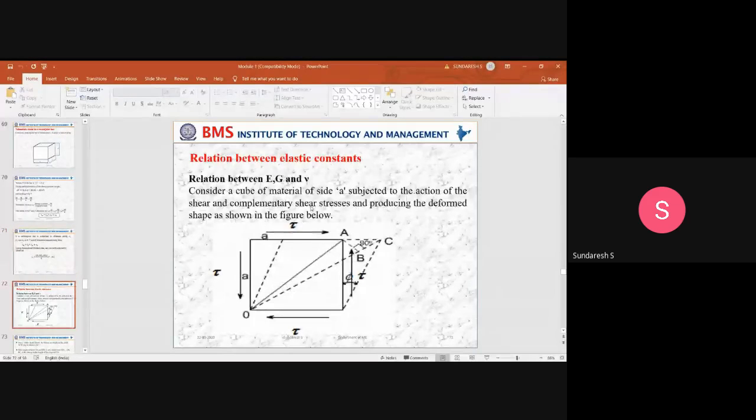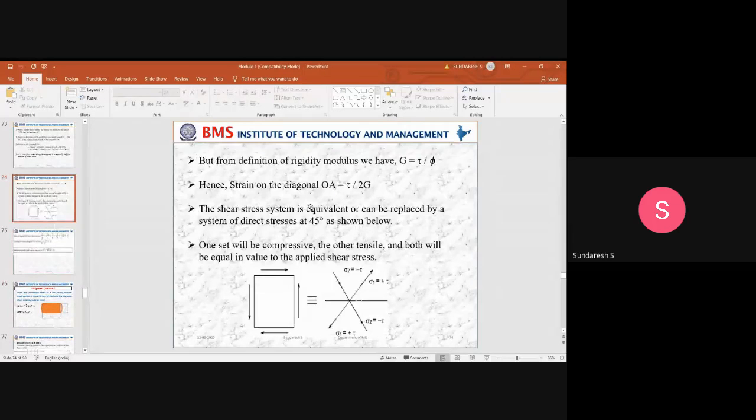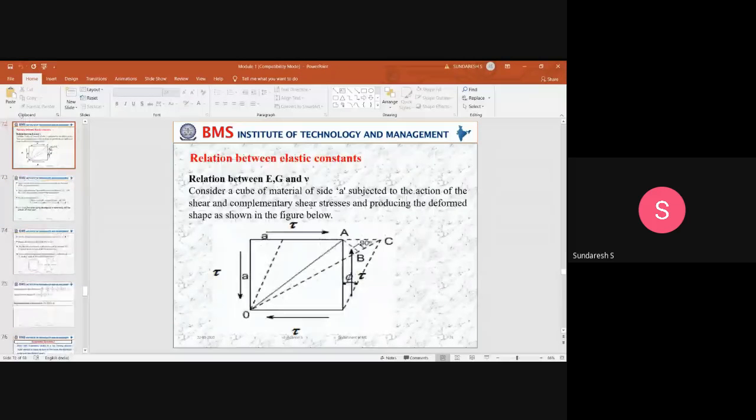Okay. So now let us consider the relation between the elastic constants. I have written it as a relation between E, G, and nu. Now let us consider a cube of material of side A. So A is the side of this cube. I think you can understand a cube. A cube is one which has all sides equal.